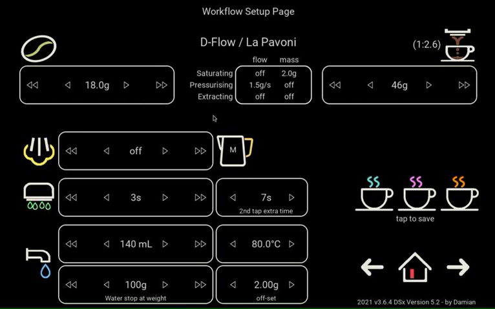So anyway, we've got our weight set up. We've got our desired shot ratio. So I'm going to stop at 46 gram. So for this one, for this particular bean, I wanted to do a 2 to 2.5, say for instance.